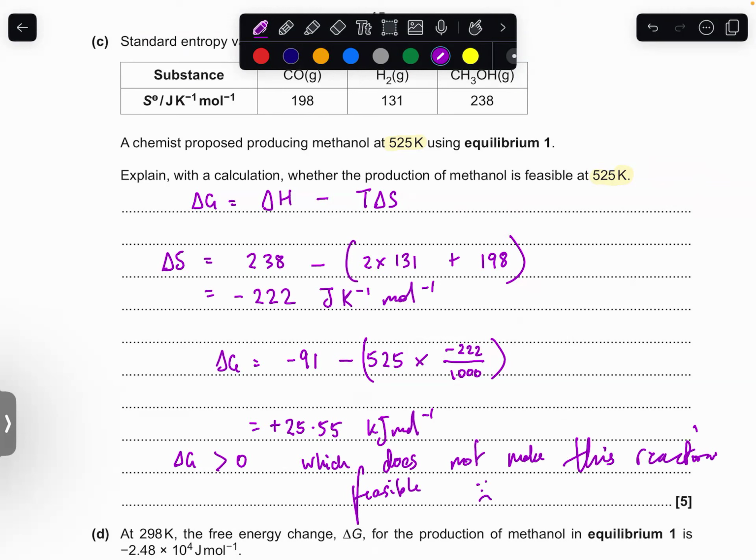So 4 marks are for 25.55, and 1 mark is for the statement saying that it's not feasible because delta G is greater than 0. Just a reminder, entropy change is products minus reactants.